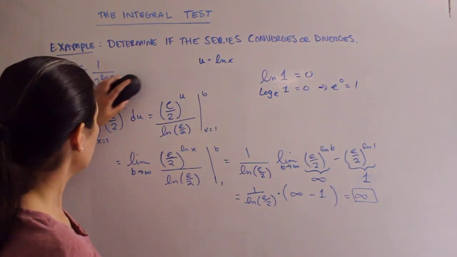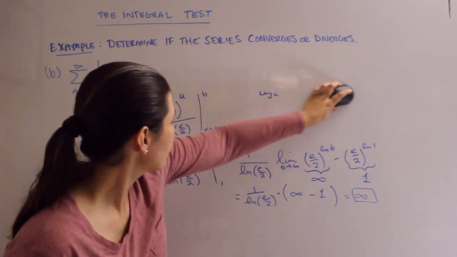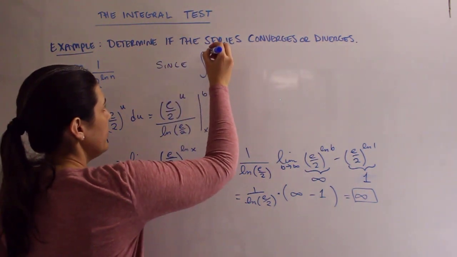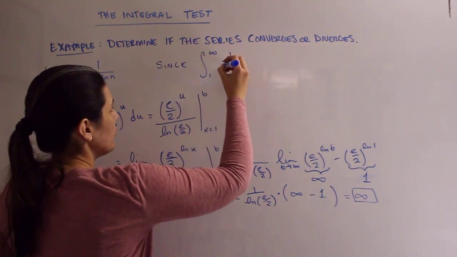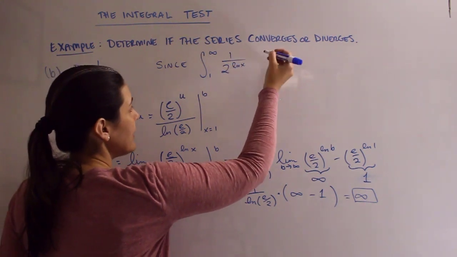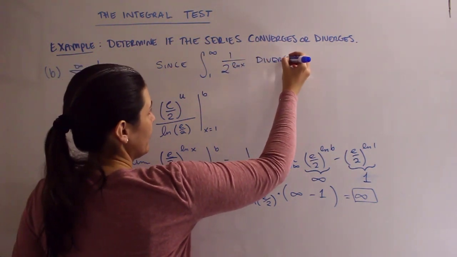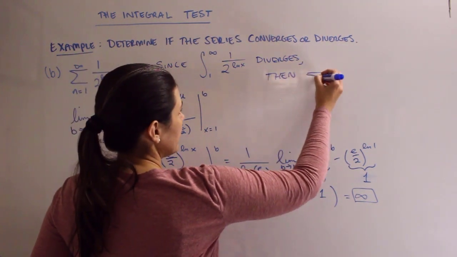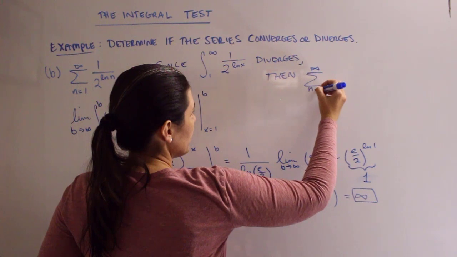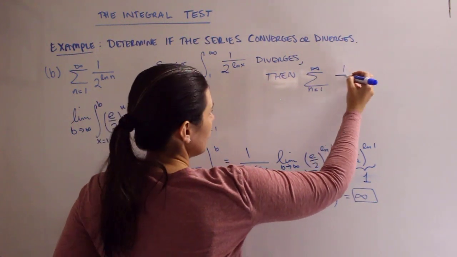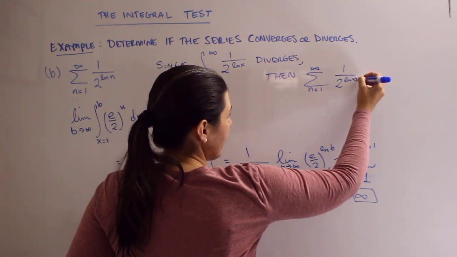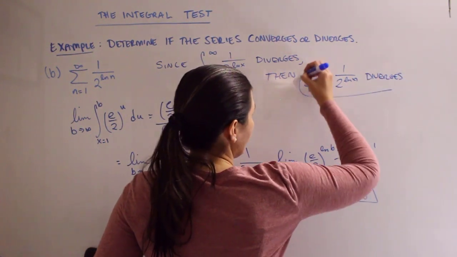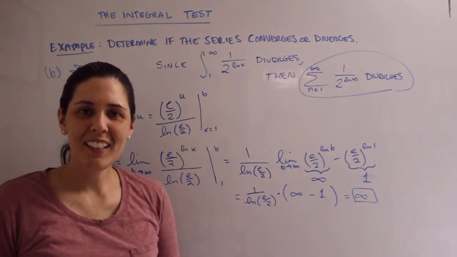So we can conclude, let's write it right up here. So we can say that since the integral from 1 to infinity of 1 over 2 ln x diverges, this went to infinity, then so does our series. Then the series from 1 to infinity of 1 over 2 ln of n also diverges. All right, and that is the integral test.